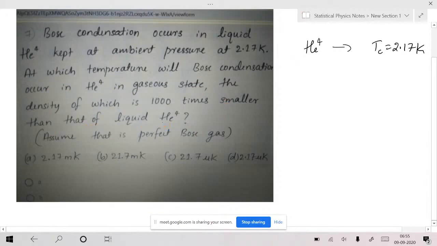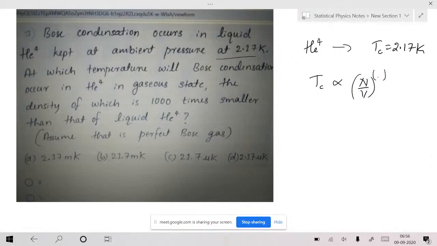Suppose this is for one density, let me take n by V. Now you have some other density. If the density is decreased by 1000 times, then what would be the corresponding Tc, the critical temperature? Now I need how Tc is proportional to n by V. Anyone quickly comment? Power. It's just a proportionality question. So can you hear me?